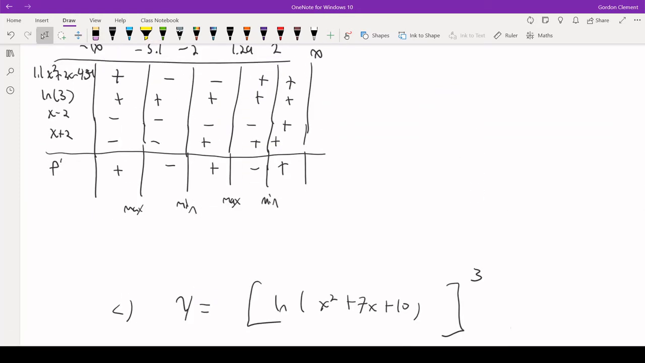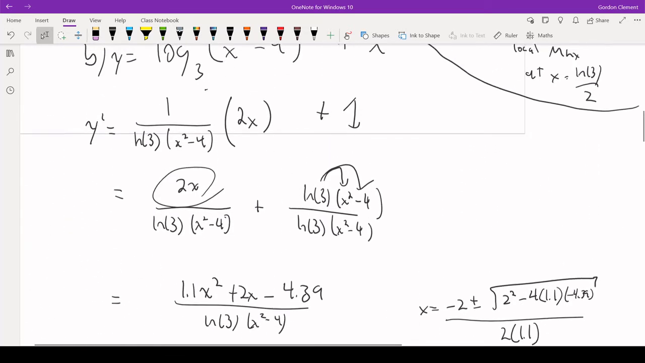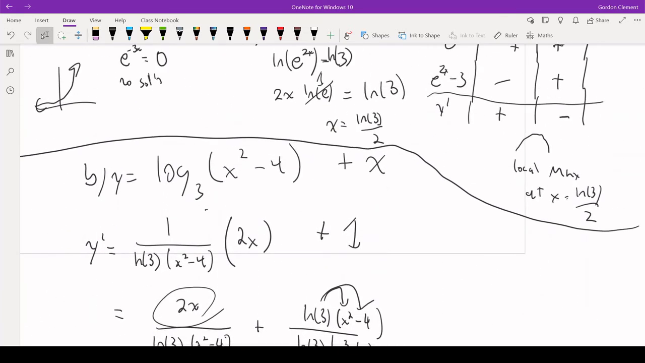So I've glazed over something very important, which is that our starting function has a logarithm in it. It is the log base 3 of x squared minus 4. Anytime x squared minus 4 is negative, the function doesn't exist. So we have to be careful about our domain.